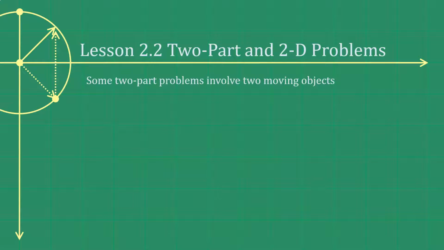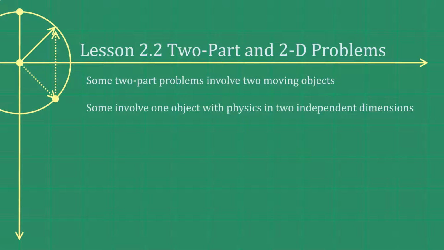And that's a two-part problem involving two moving objects. Another common type of two-part problem in physics is a problem that has one object moving in two independent dimensions. And that's a two-part problem because we have to solve each dimension separately. Now, how does that work exactly? How is it that an object moving in two dimensions has a separate x and y dimension? Let's take a look at a few lab examples to see how this could be so.